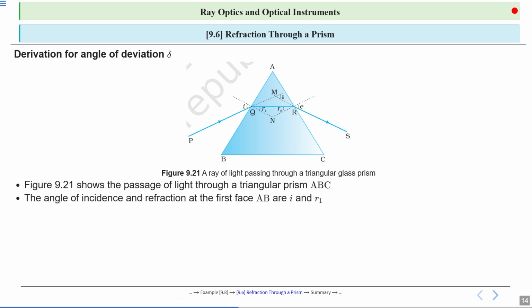Now as the light exits the prism at face AC, it encounters another angle of incidence, R2. As it moves from glass to air, the angle at which the light emerges is called the angle of refraction or emergence, denoted by E. Understanding these angles helps us track the light's journey through the prism.